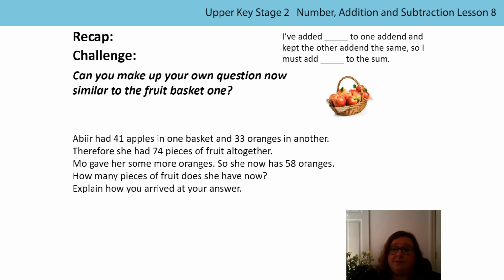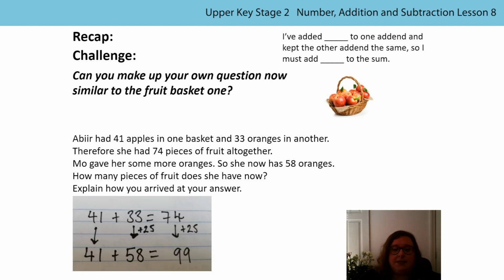And again, there's lots of ways of doing this. I just used some jottings, and I showed this change by starting with my known fact that 41 add 33 is equal to 74. I knew that there was an increase of one addend from 33 to 58. I looked at the value of the change, which was to add 25, and I knew that if I increased one addend by an amount and kept the other addend the same, I needed to increase the sum by the same amount. So I added 25 to 74 to get 99.